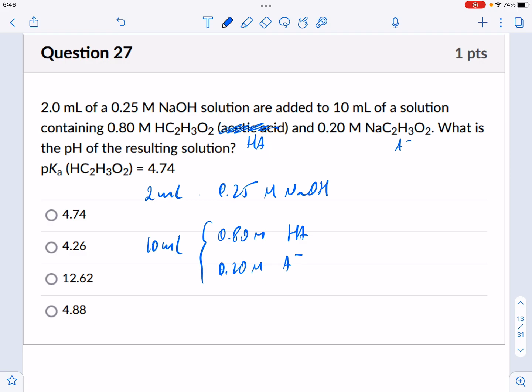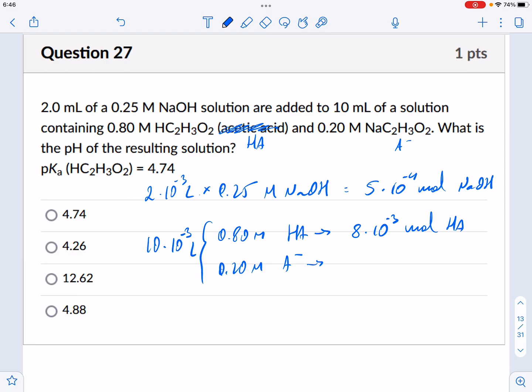The typical way to go here is to calculate the number of moles of each. Remember, if we change these milliliters to liters, then it's 2 × 10^-3 liters, and the same goes here with the 10, so this is 10 × 10^-3 liters. If you multiply 2 × 10^-3 by 0.25, you obtain 5 × 10^-4 moles sodium hydroxide. If you do the same for HA, you obtain 8 × 10^-3 moles HA. And if you do the same for A minus, you obtain 2 × 10^-3 moles of A minus.